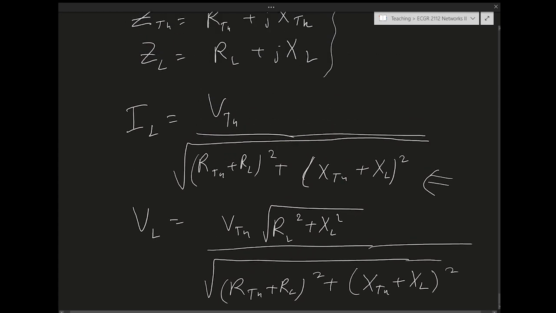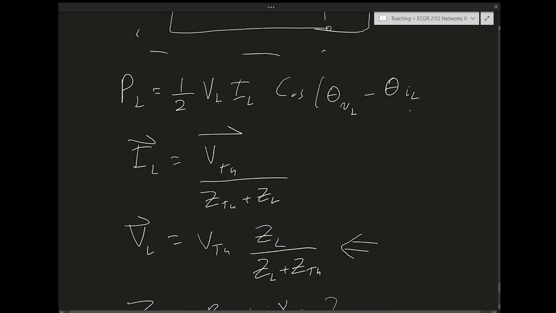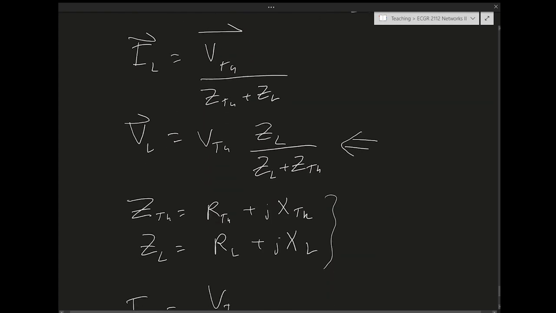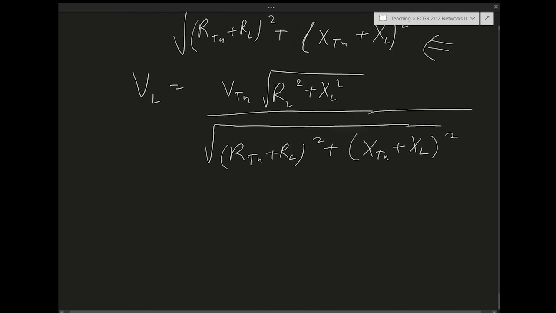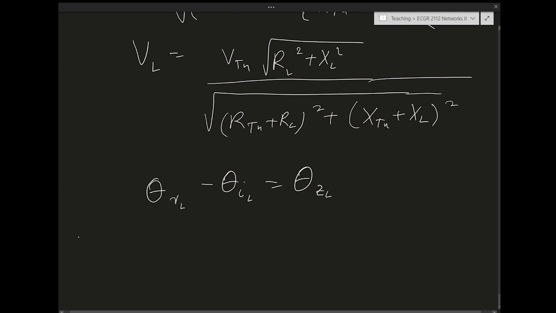And remember, the power equation also has theta VL minus theta IL, right? What's that? Theta VL minus theta IL is just theta ZL, the angle of the impedance. Why? Because impedance is just V over I, right? So the angle of V minus the angle of I is the angle of the impedance, right? So this equals theta ZL.